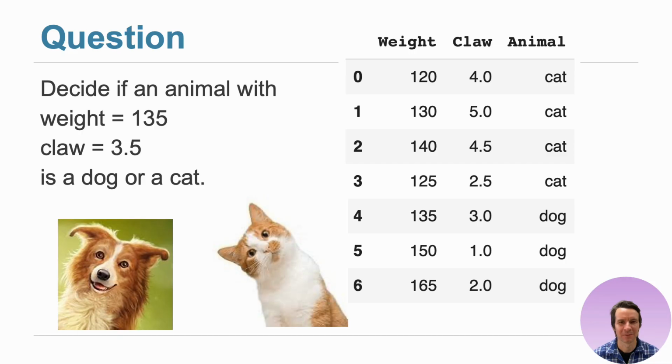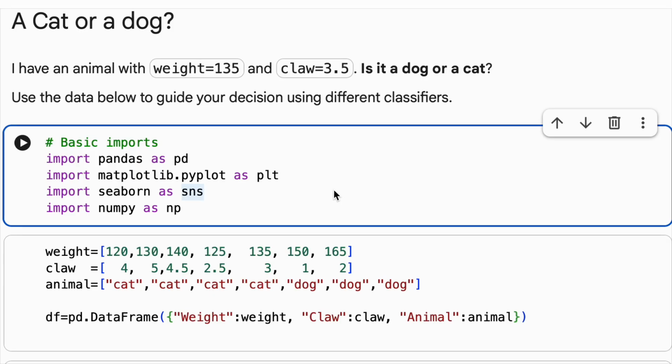Can you tell me? I have an animal and I check its weight. It's 135, and what is the length of the claw? It's 3.5. Notice there are no units with it. It's just random numbers for the entertainment, so we have some data project. So is the animal a dog or a cat?